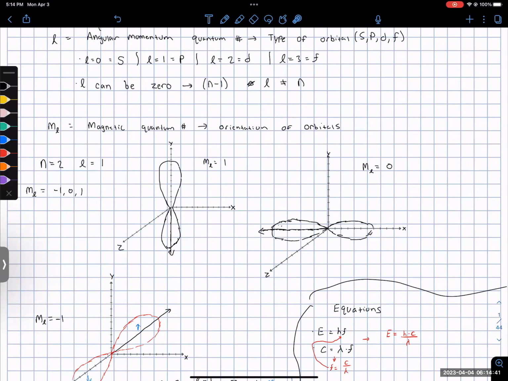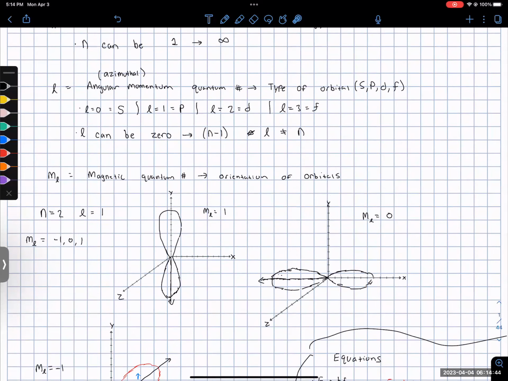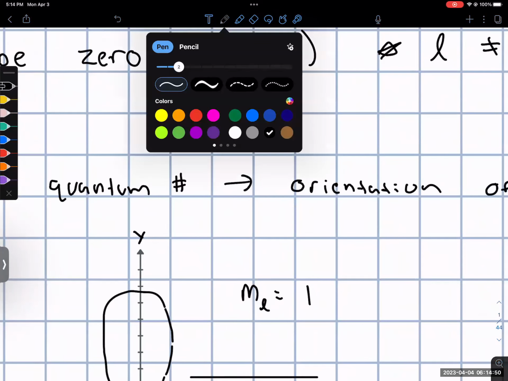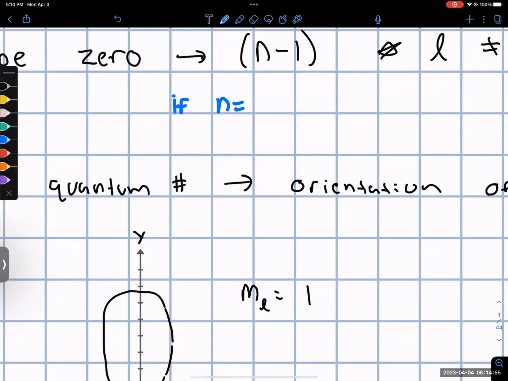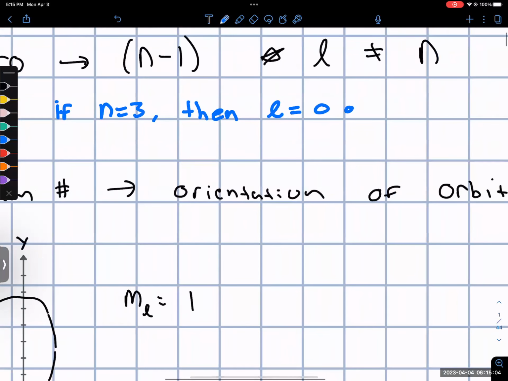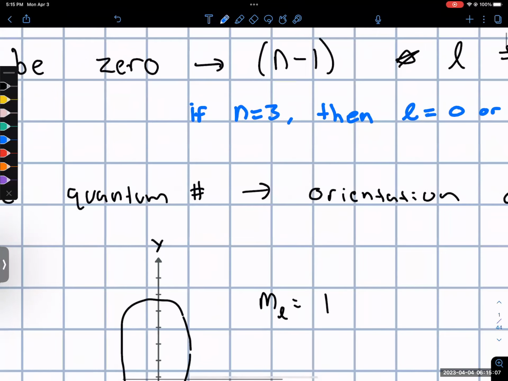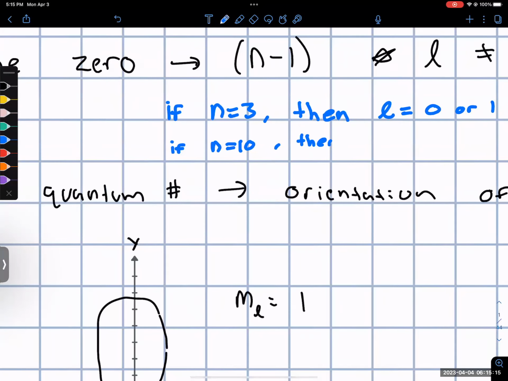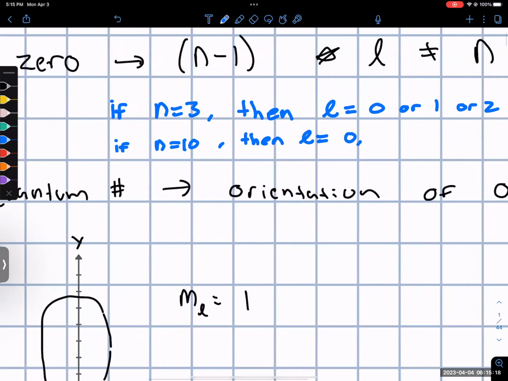Yeah. Can't go over 3, right? 3 is the highest. So if we're dealing with n equals 3, then L can only be 0 or 1 or 2. But if we're dealing with something like n equals 10, then L can be 0, 1 or 2, all the way to 9.